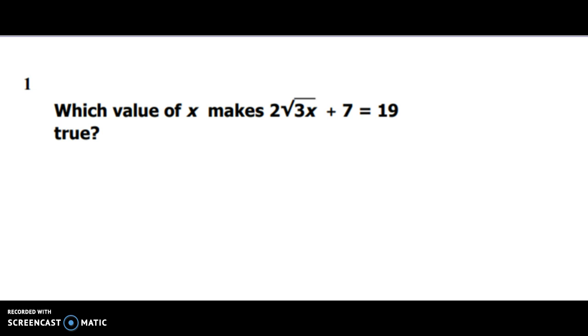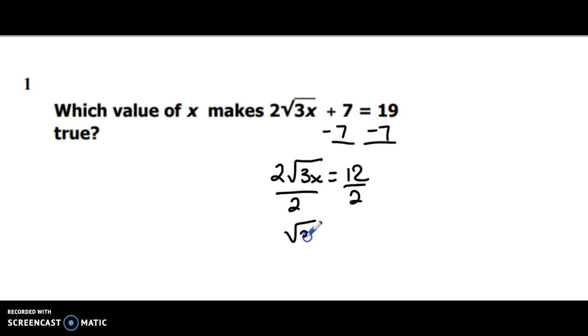Which value of x makes 2 times the square root of 3x plus 7 equal to 19? Well, you're going to solve it first. You want to get this radical sign by itself, so we're going to subtract 7 from both sides. So 2 times the square root of 3x is equal to 12, divided by 2. So the square root of 3x is equal to 6.